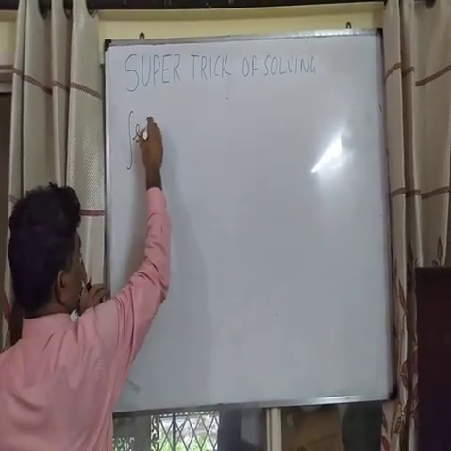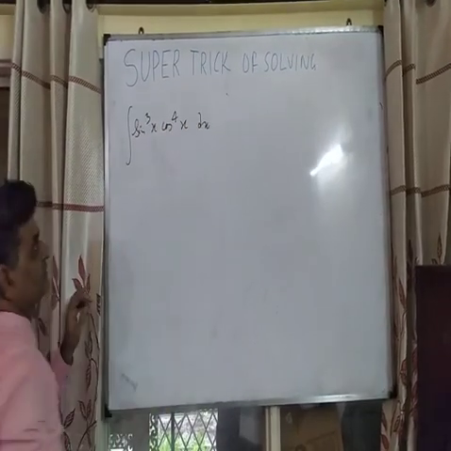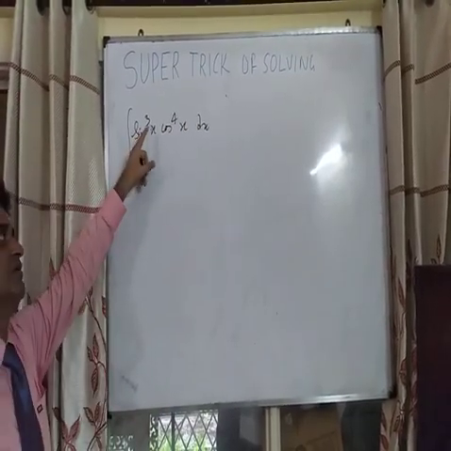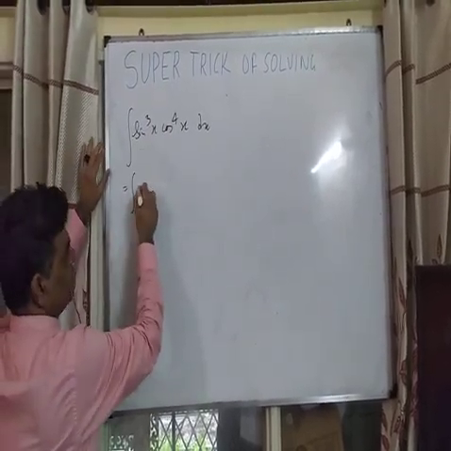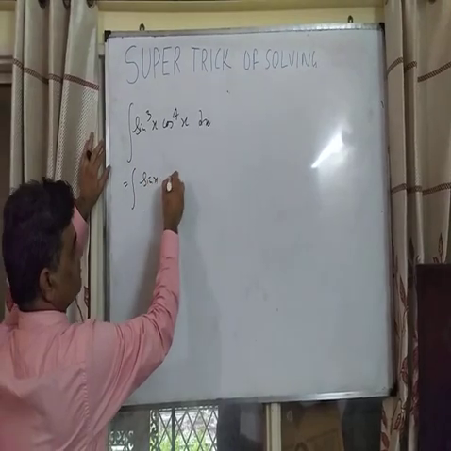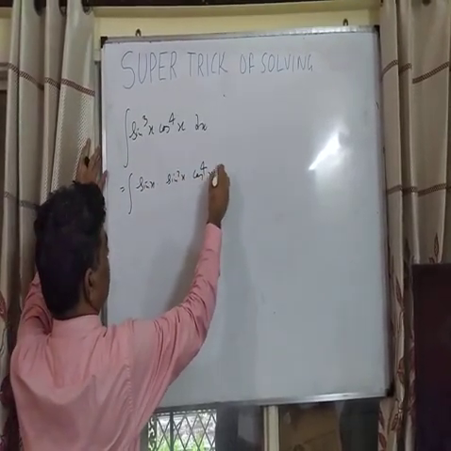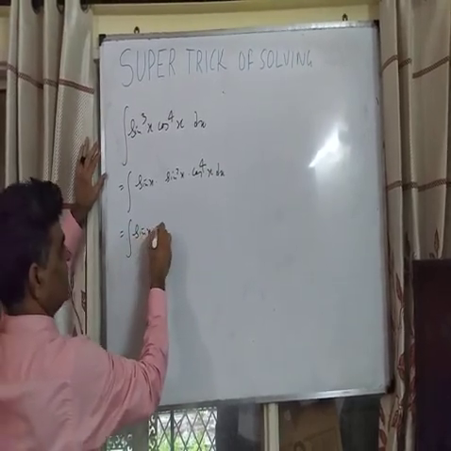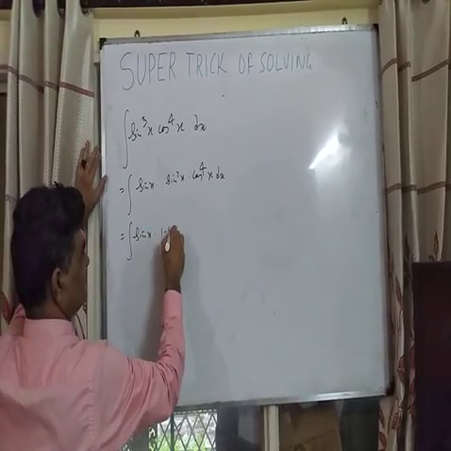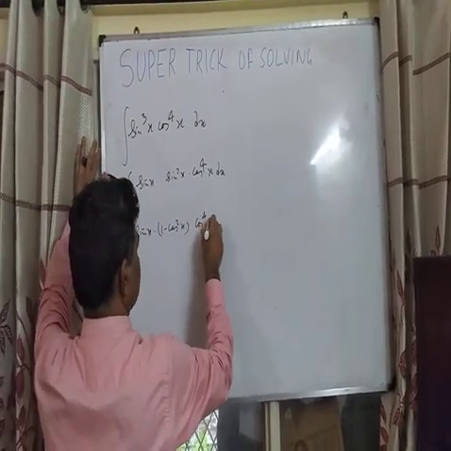Integrate sin to the power 3x cos to the power 4x dx. Here, one power is odd and the other is even. So for the odd power, we take one sin x outside. We write sin square x cos to the power 4x sin x dx. Sin square x can be written as 1 minus cos square x, times cos to the power 4x.